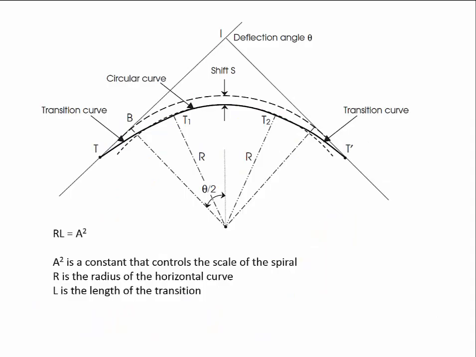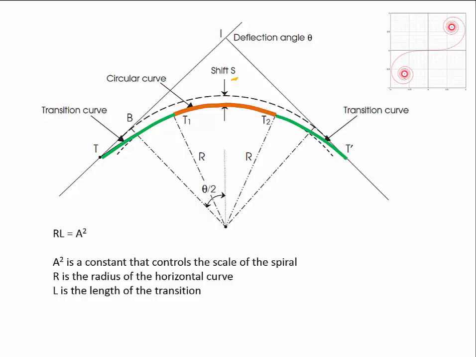So what we have here is our circular curve. We've had to shift it by an amount s, and we're cutting it short, and then connecting that circular curve to the straight lines using these transition curves in green.